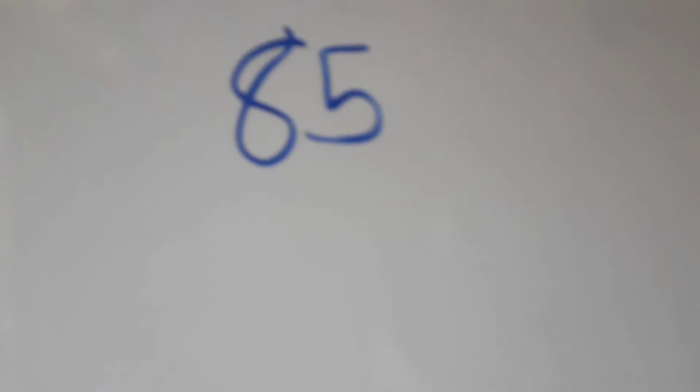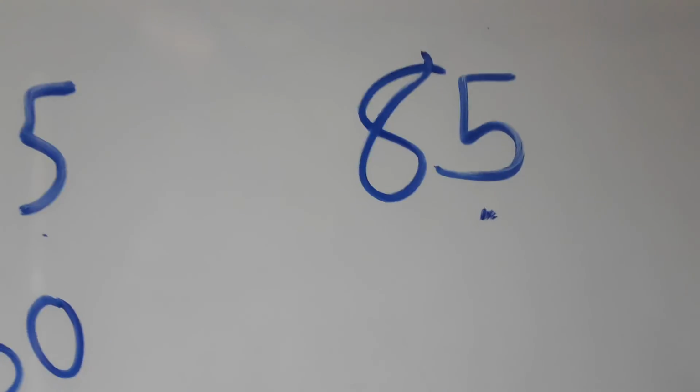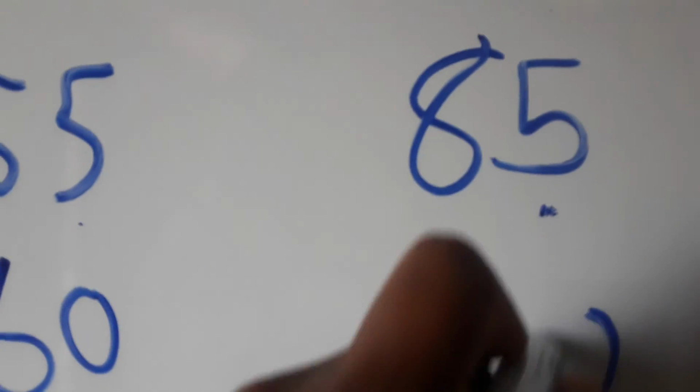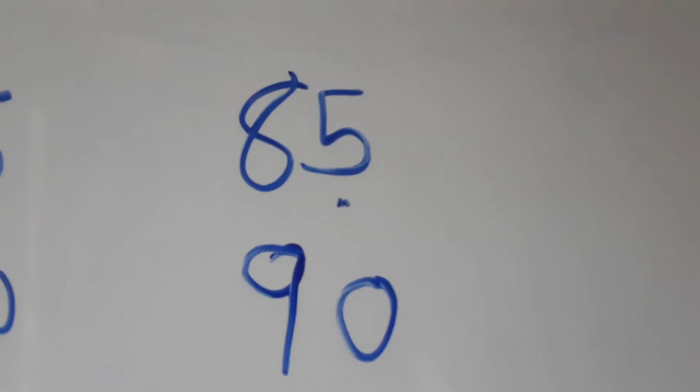So okay, then we'll move on to 85. So 85, 5 is greater than 4. So our answer is going to be 90. So this is how you round off to the nearest 10.